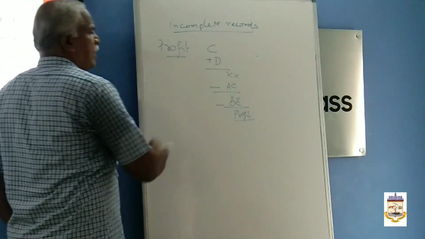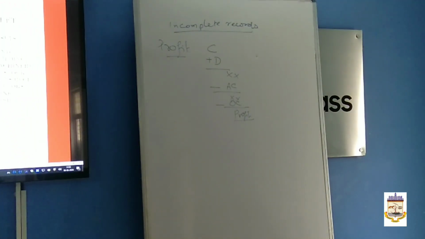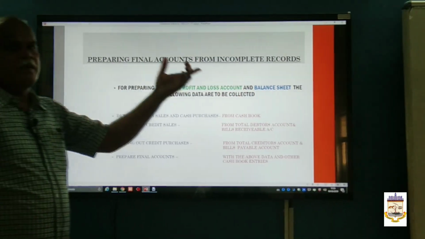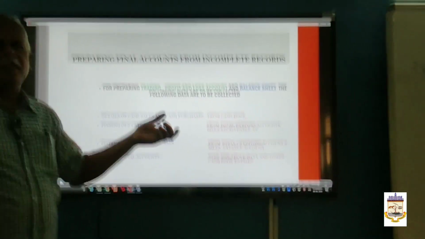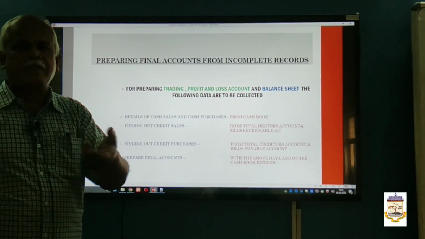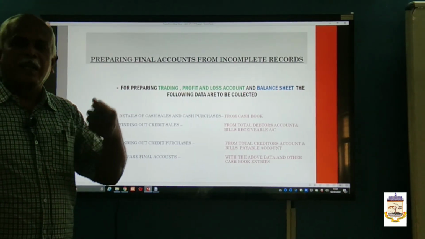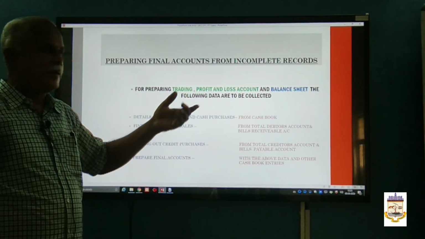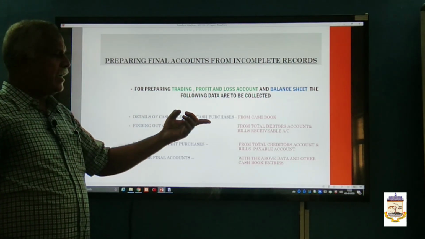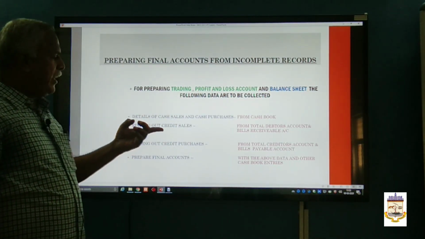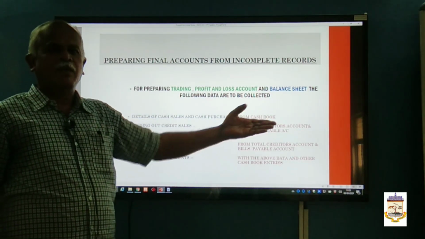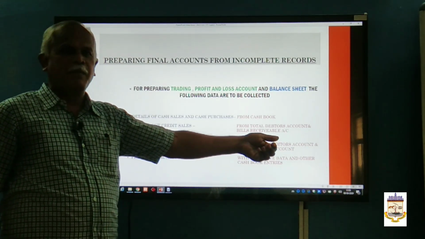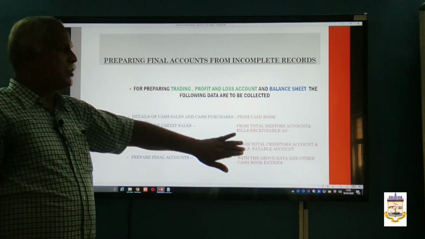Again, now what we learned today: preparation of final accounts with the available figures, because incomplete records mean a shortage of some accounts. Nominal accounts are not recorded, real accounts are not fully recorded. In such a situation, we need to prepare final accounts. How is it prepared? By obtaining cash sales and cash purchases from the cash book, finding out credit sales with the preparation of the total debtors account and bills receivable account, finding out credit purchases with the total creditors account and bills payable account, and then we prepare final accounts.